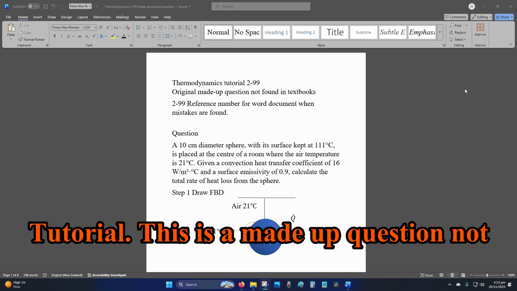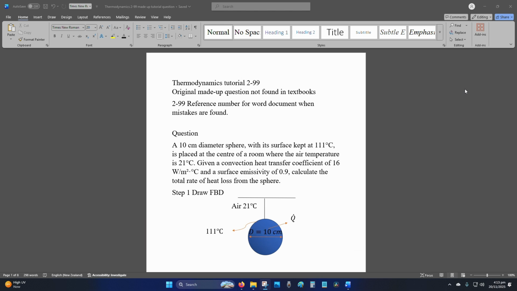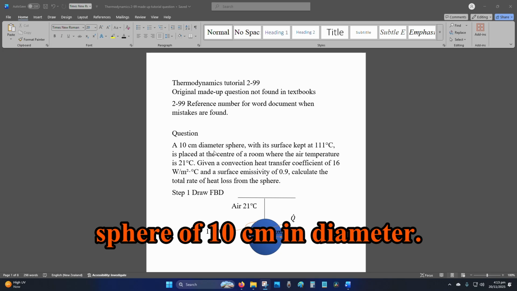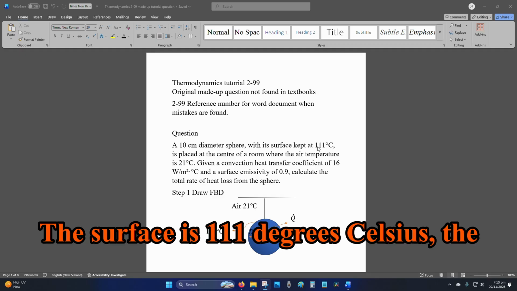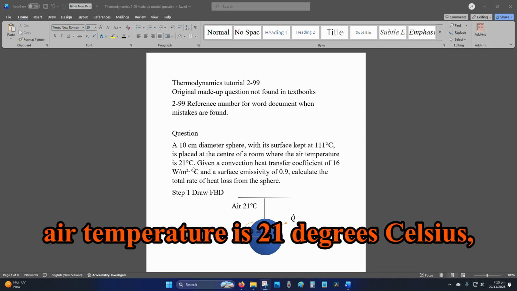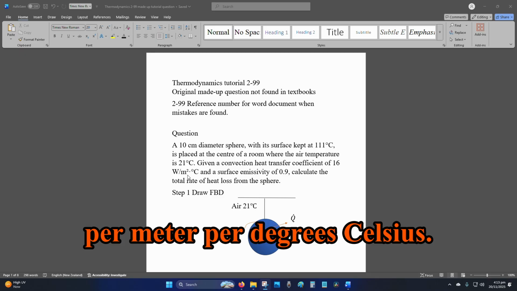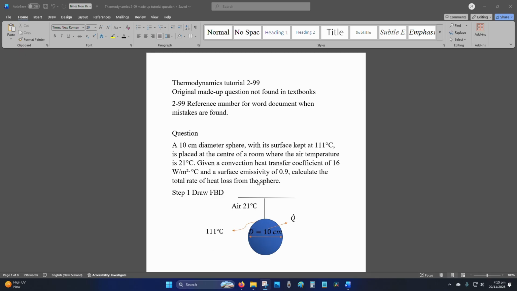This is a made-up question not found in your textbooks. We want to find the total heat transfer rate from the sphere. The sphere is 10 centimeters in diameter. The surface is 111 degrees Celsius. The air temperature is 21 degrees Celsius. The heat transfer coefficient is 16 watts per meter squared per degrees Celsius.